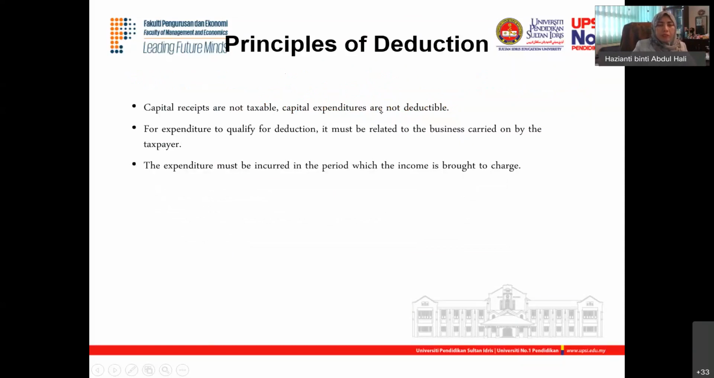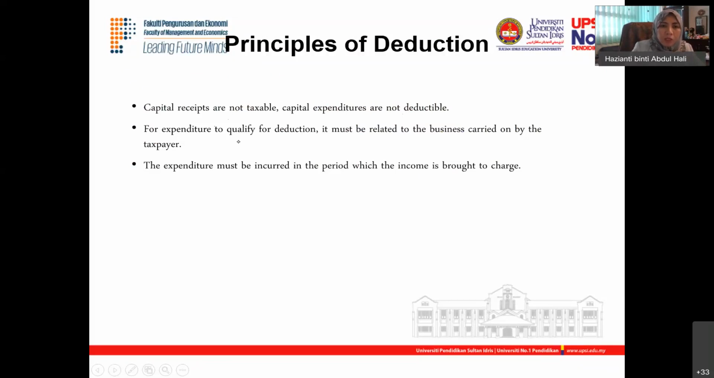So for example, if the company has investment in shares, when they have dividend, the dividend is taxable, but when they sell the shares and they have the capital gain, it is not taxable. And also for capital expenditure, just like rental income, when you renovate a place, the renovation cost is not deductible. We can only deduct repairs, maintenance, assessment, quit rents, fire insurance, and agents fees.